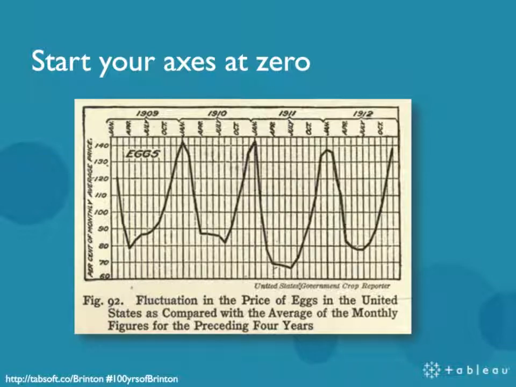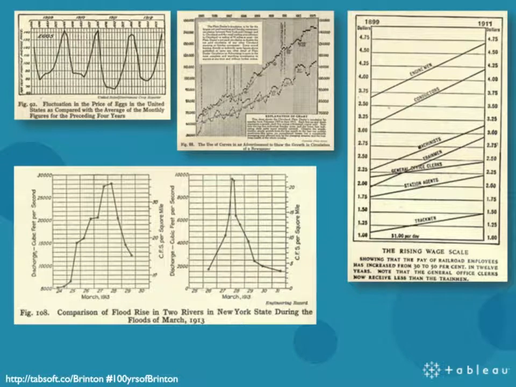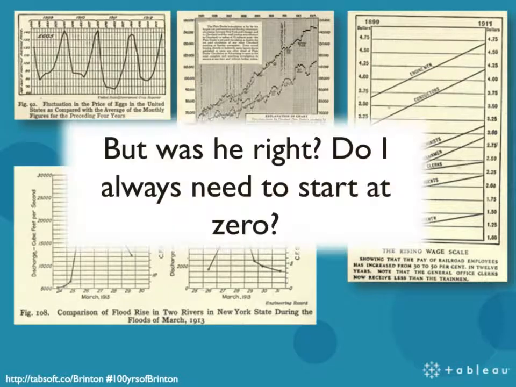It's the fact that the y-axis starts at 60 rather than at 0 on the left-hand side. Brinton, oh man, he really stuck with this rule. He had countless examples of charts about wages, about flood rises, and all sorts of things. Any time he saw an axis that doesn't start at 0, he got cross. And let's look at a modern example of how that can work and when that might hold true. So was he right? Should I always start my axes at 0?